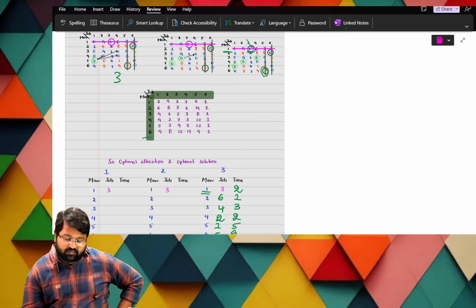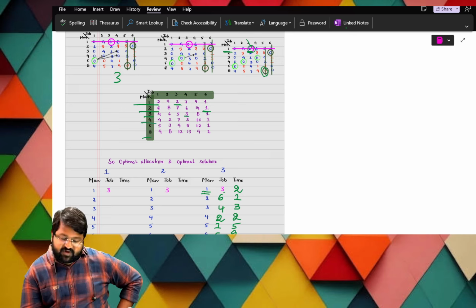For men 1, job 3 is allocated. What is the time taken? So time taken is 2. For men 2, job 6 is allocated. For job 6 it's 1. For men 3, what is the job number, ma? It is 4. So it has 3. For men 4, what is the job, ma? It is 2. Value here is 2. Okay. For 5, job 1. So 5 is there. For 6, what is job allocated, ma? It is 5. So 9.